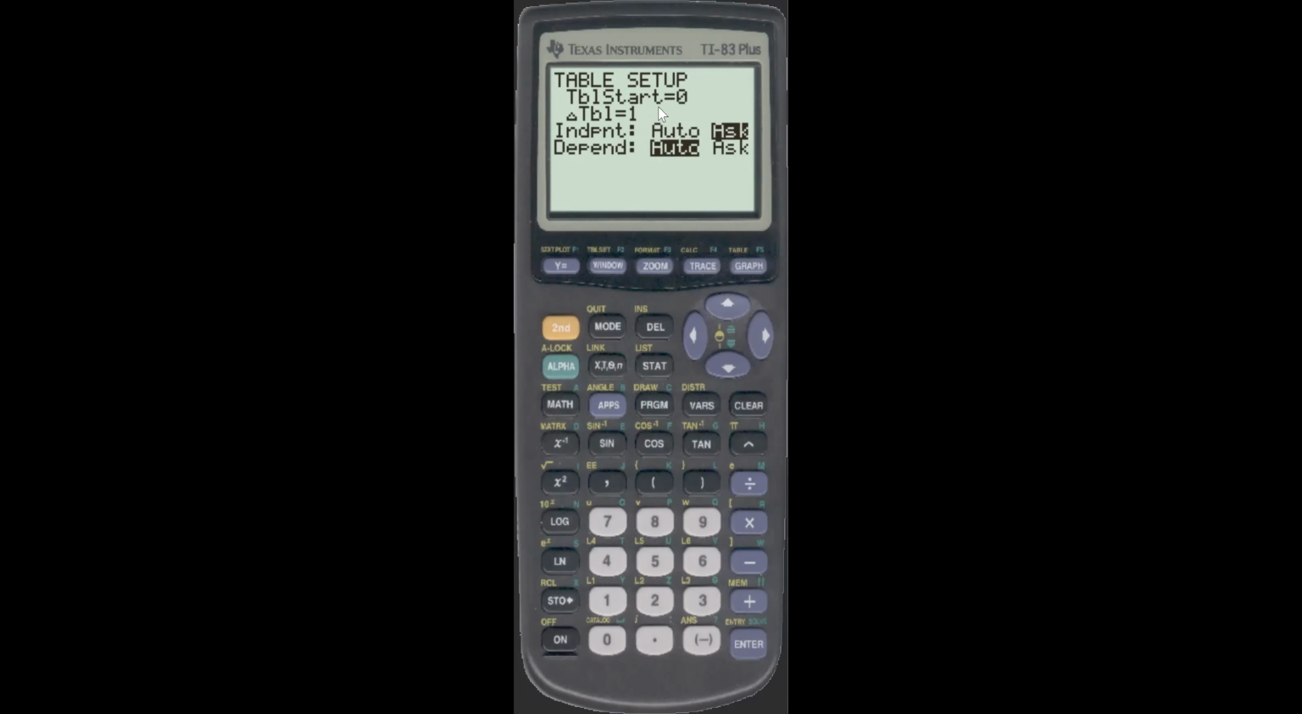And then if you go to second table set and you set it to ask instead of auto, you'll see why that's really helpful in a moment. So you set that, and then you go second table, and then I said like 0.0001. And it's 8.2 e to the -4.